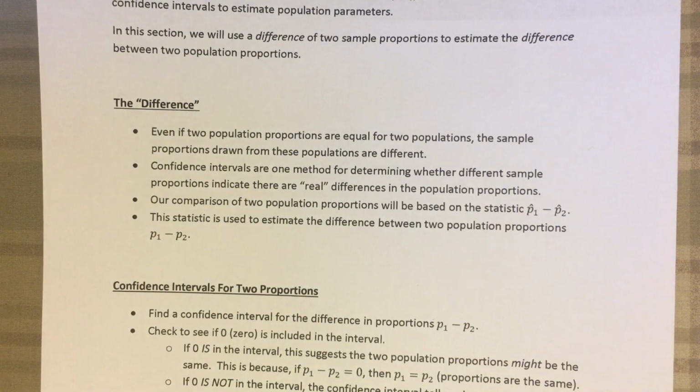Even if two population proportions are equal for two populations, the sample proportions drawn from these populations could be different. So confidence intervals are one method for determining whether different sample proportions indicate there are real differences based on the population proportions. As we go through these problems, our comparison is going to be based on the statistic P1 hat minus P2 hat. And we're going to use that sample statistic to estimate our population difference, which is P1 minus P2.